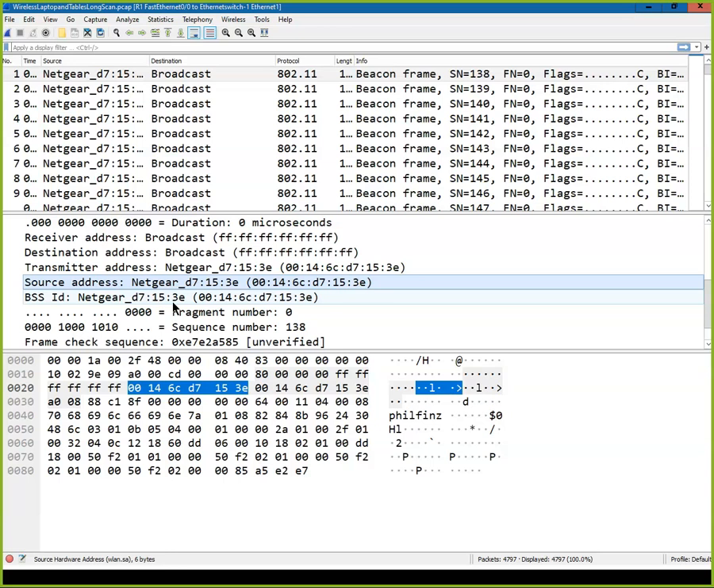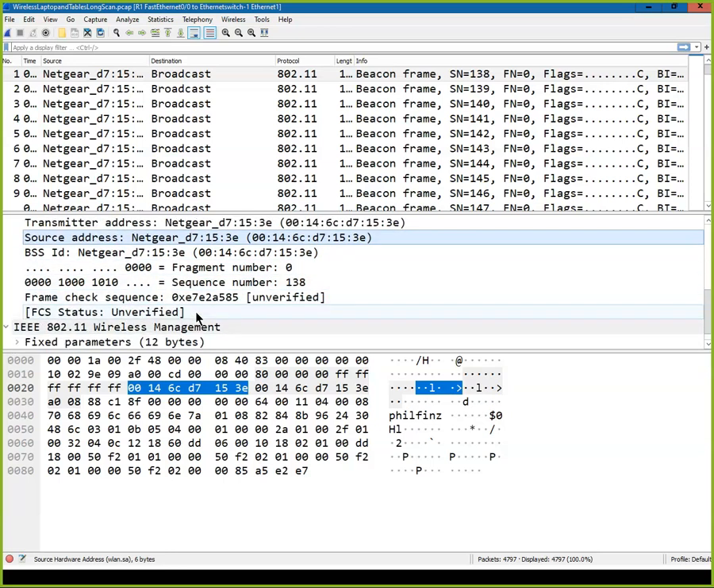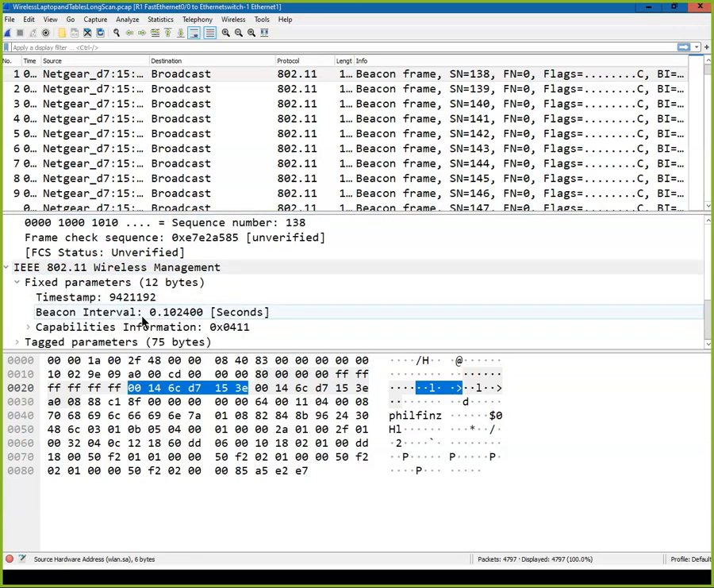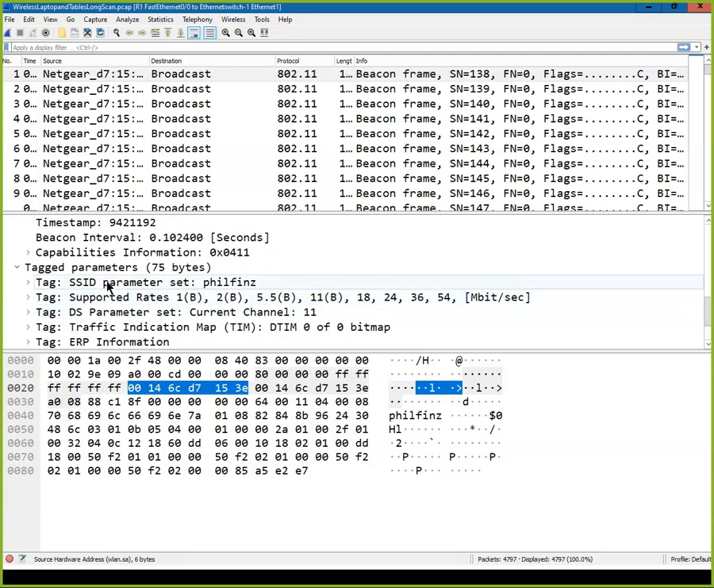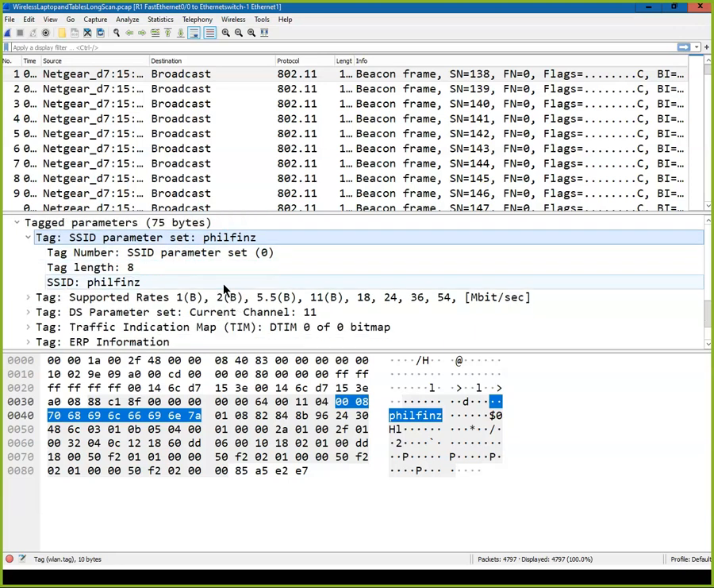The Netgear is the device that is there. The IEEE 802.11 wireless management, fixed parameters, the time state, the beacon interval, and these things are pretty fast here, every tenth of a second. The tag parameters, the SSID here, and it has an SSID. That makes it easier for us. The basic service set is basically a MAC address.